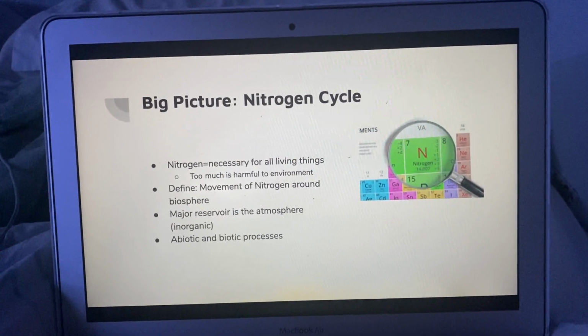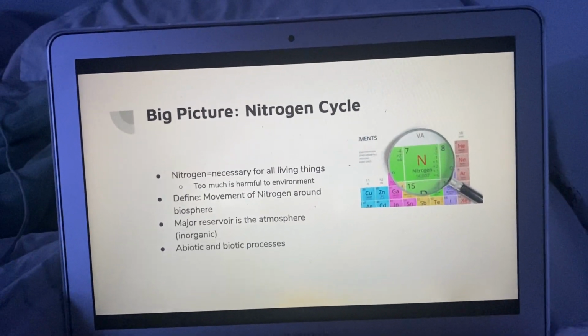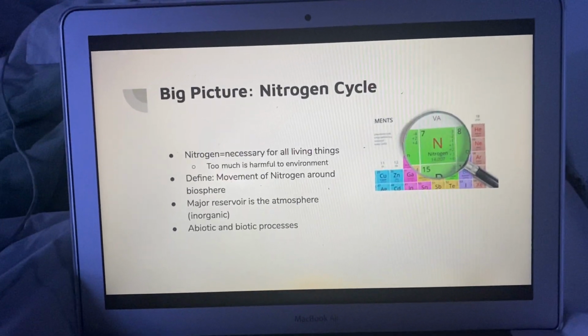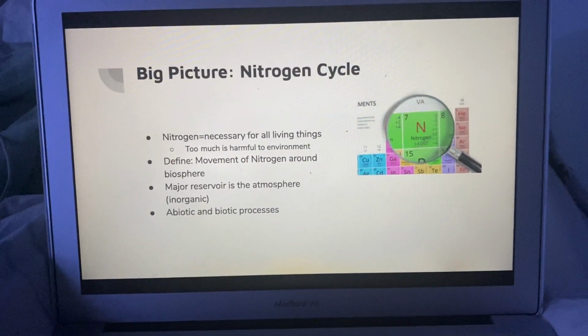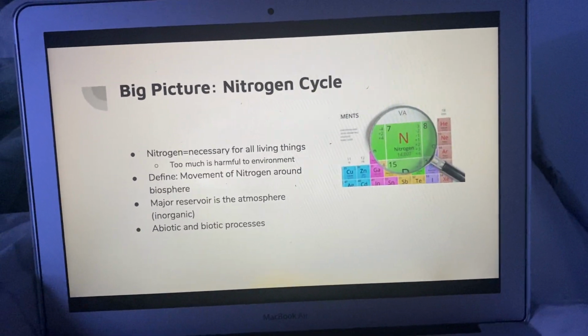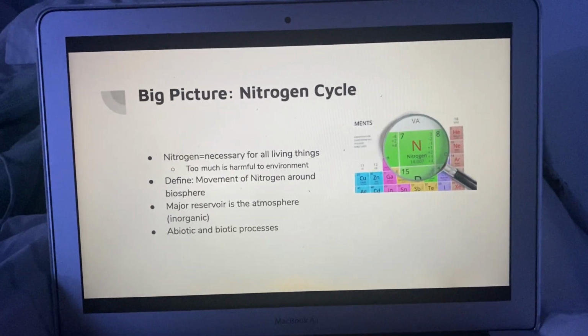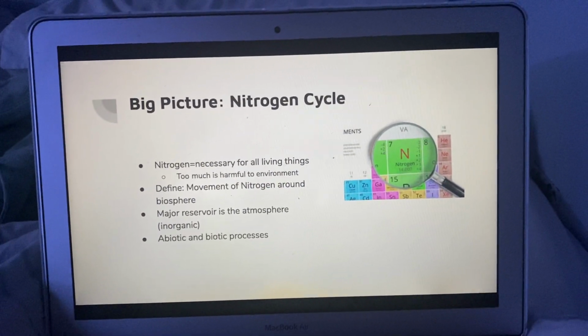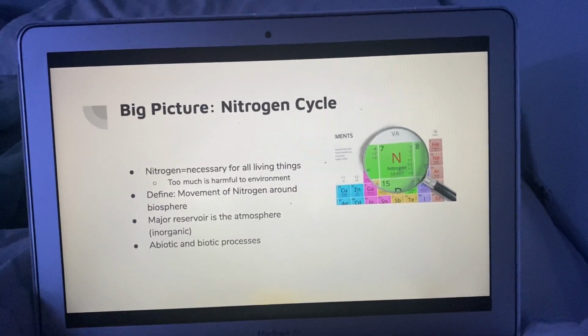As a result, nitrogen gas goes through a multi-step process that allows all living things to use nitrogen, and this is referred to as the nitrogen cycle. To define the nitrogen cycle, it's the movement of nitrogen around the biosphere from sources to sinks. The nitrogen exists in the elements as an inorganic molecular compound, but throughout the cycle that can change.